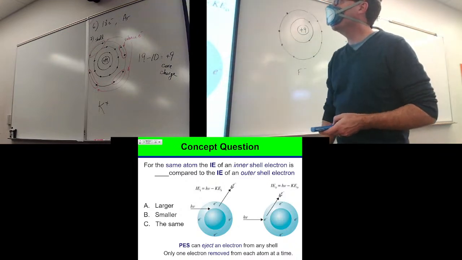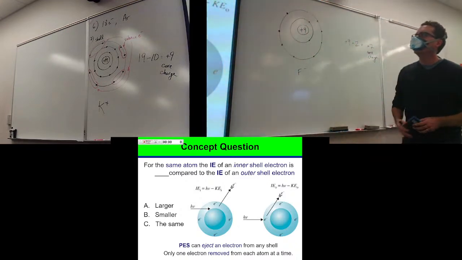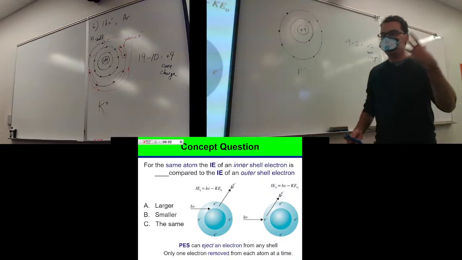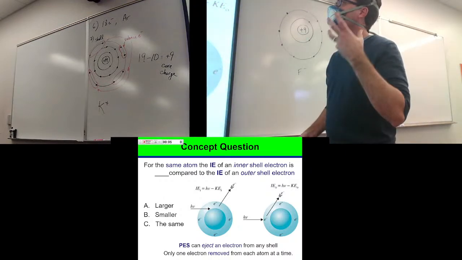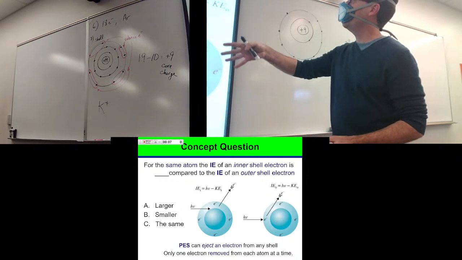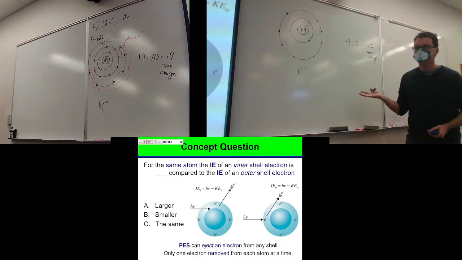Before we get into the setup, I want to remind you, for the same atom, the ionization energy of the inner shell electron is what compared to the outer shell electron?